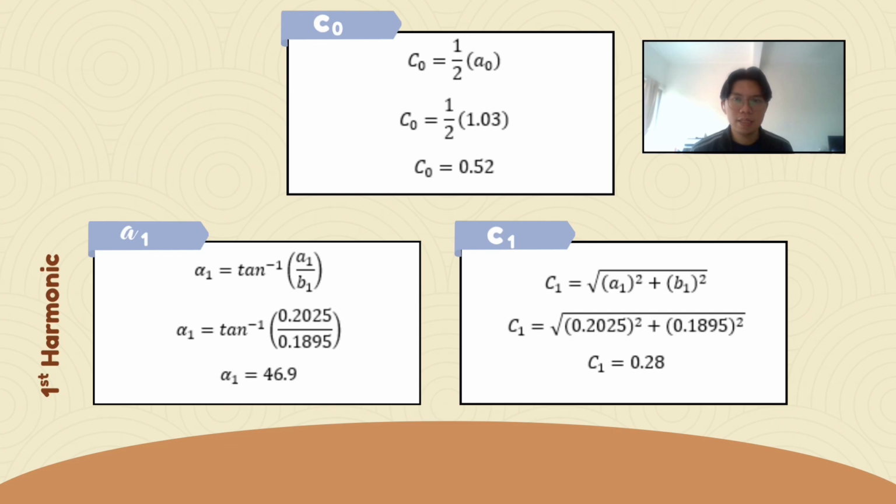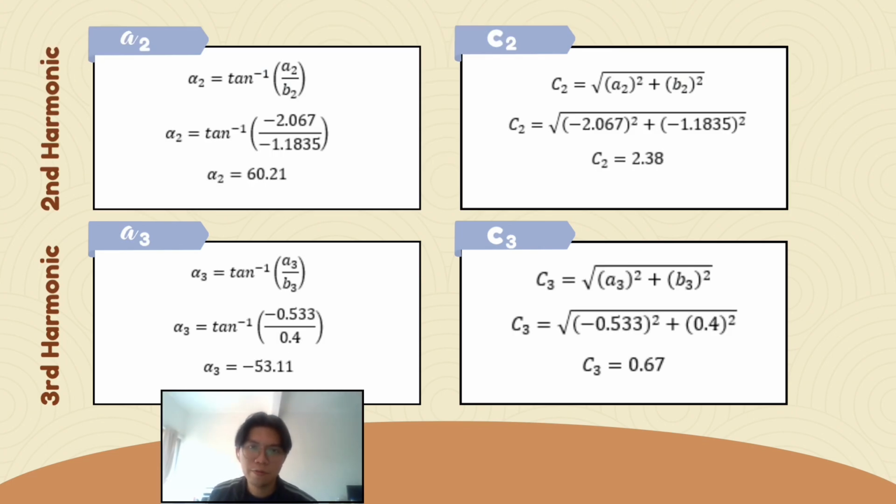To find the harmonic analysis, first we need to find the C0 value. C0 is equal to 1/2 times the a0 value, and we got C0 equals 0.52. Okay, for the first harmonic, we need to find alpha 1. Alpha 1 is equal to tan inverse of A1 over B1, and we got alpha 1 equals 46.9. For C1, we use the formula square root of A1 squared plus B1 squared, and we got C1 equals 0.28.